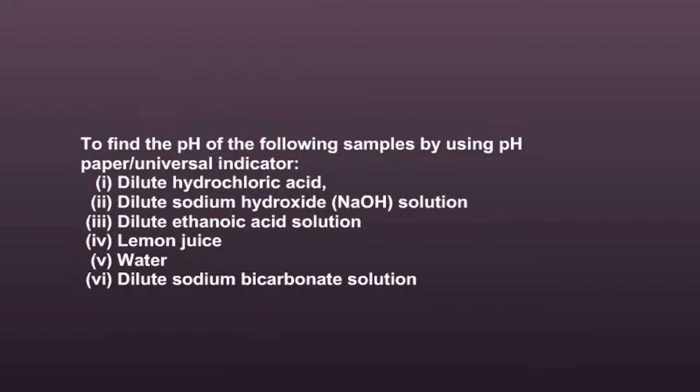To find the pH of the following samples by using pH paper or universal indicator. 1. Dilute hydrochloric acid. 2. Dilute sodium hydroxide NaOH solution. 3. Dilute ethanoic acid solution. 4. Lemon juice. 5. Water. 6. Dilute sodium bicarbonate solution.